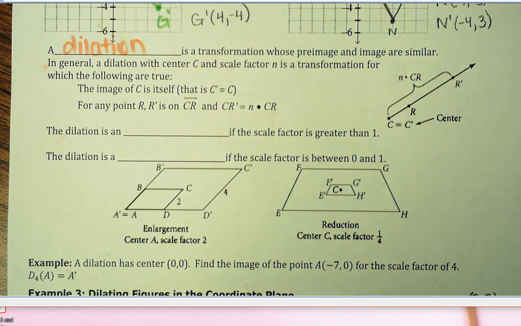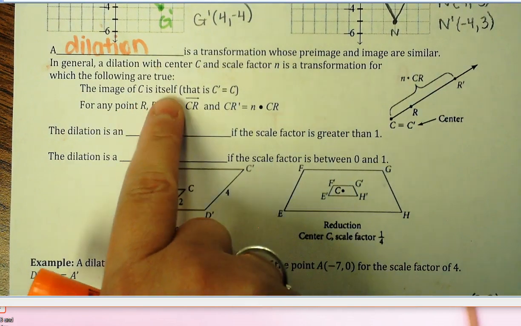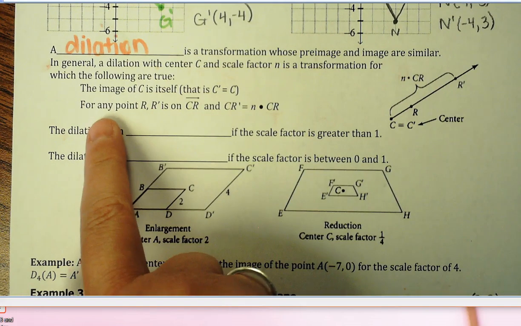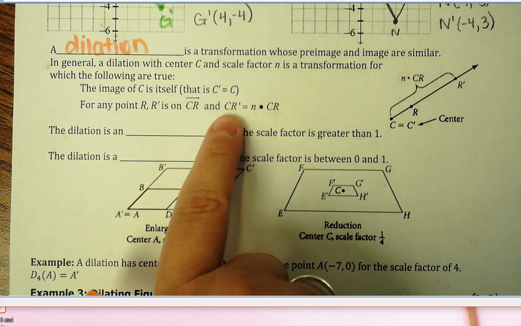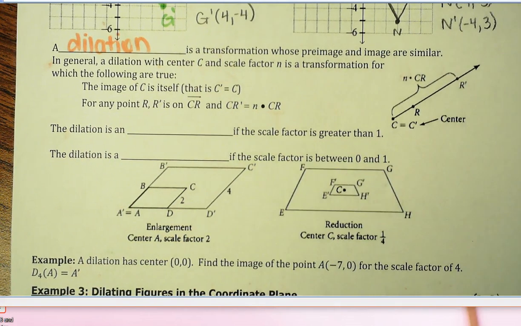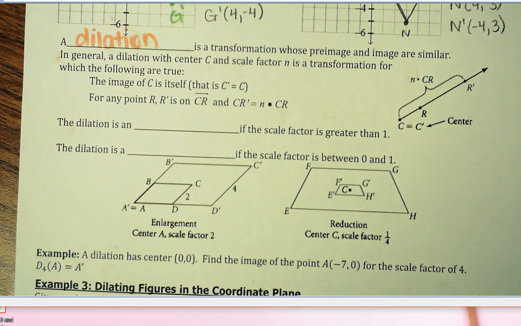Okay, in general, it says a dilation with center C and scale factor n is a transformation for which the following are true. The image of C is itself, C prime is equal to C, and for any point R prime on CR, CR prime is n times CR. So basically what you're going to do here is just multiply by the scale factor.